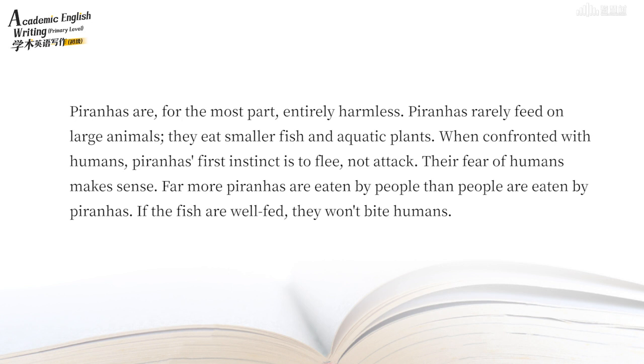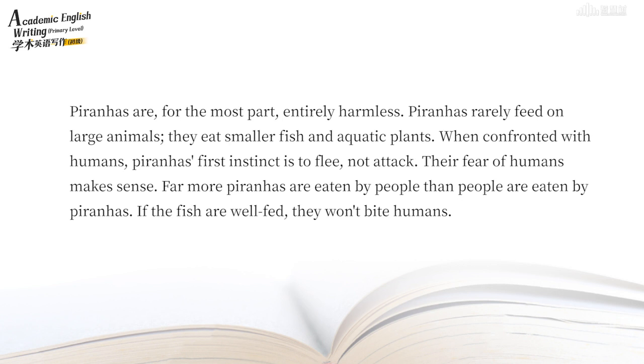When confronted with humans, piranhas' first instinct is to flee, not attack. Their fear of humans makes sense. Far more piranhas are eaten by people than people are eaten by piranhas. If the fish are well fed, they won't bite humans.